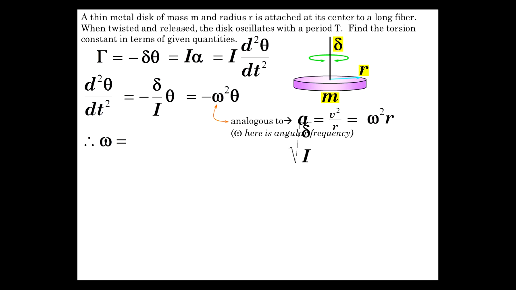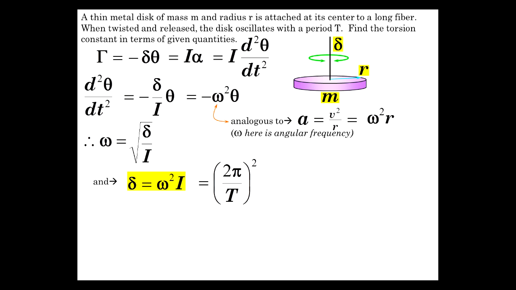In any case, then omega equals square root of delta over I. And we can just solve for delta, omega squared I, so let's carry that out. Omega is 2 pi over T, so 2 pi over T squared times I. It's a uniform solid disk, 1/2 mr squared. So let's just do the math. 4 pi squared over 2 T squared mr squared.